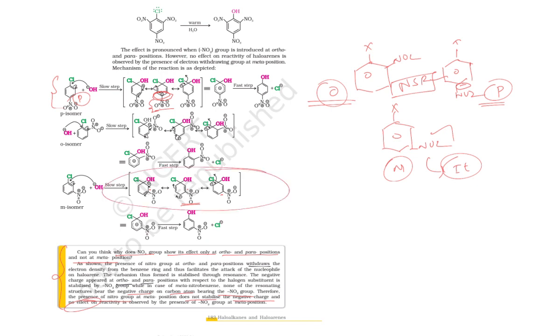But in case of the ortho isomer, in the first structure itself there is an NO2 substituted carbon which has the negative charge. So the negative charge is stabilized and it leads to nucleophilic substitution reaction. But in case of the meta isomer, in none of the resonance structures is the NO2 substituted carbon having the negative charge. Clear? I hope you understand well.